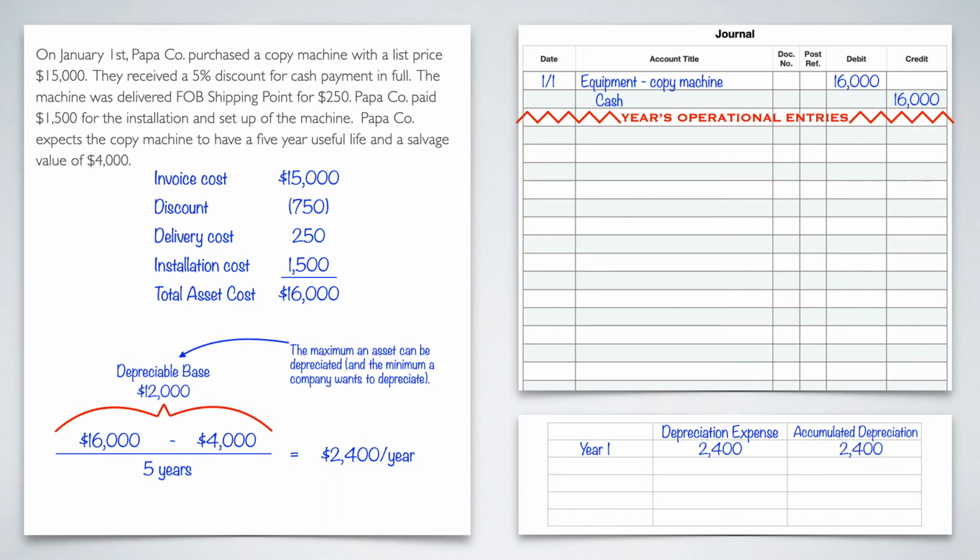Then I'm going to put that into a journal entry for the first year. On 12/31, depreciation expense, because this is what I've used of that asset, 2,400. Excuse me, not 24,000, 2,400. And then I'm going to put it into accumulated depreciation, 2,400. All right, that's year 1.